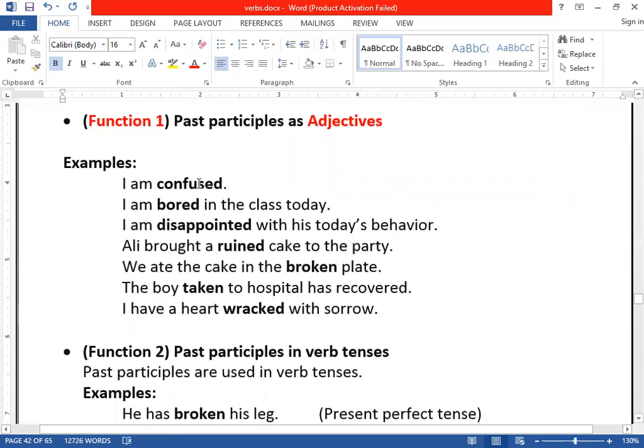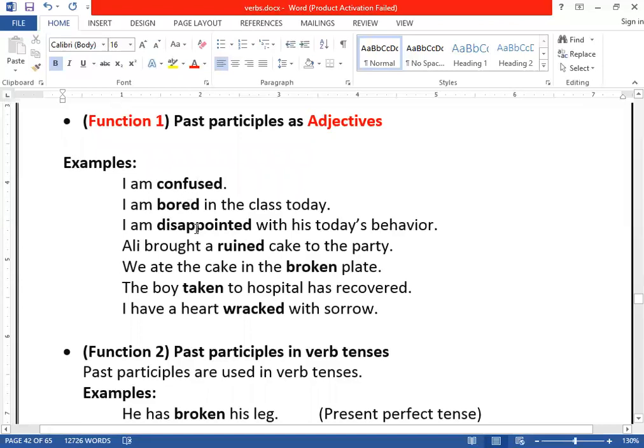I'm confused. Can you see here? Who is confused? It gives more information about what? About I, the subject. Now can you see? I'm bored in the class today. I'm what? I'm bored. So it gives more information about I, the subject. Clear? So bored is a past participle, and its function is an adjective.